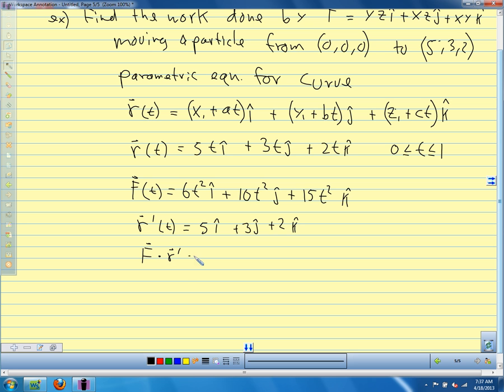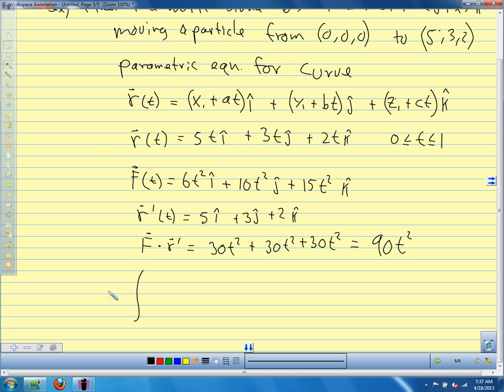F dot r prime is multiplying our components, so we get 30t squared plus 30t squared plus 30t squared. Wonder how that happened. 90t squared. So our line integral, so we're finding our work, is going to be the integral from 0 to 1 of 90t squared dt, which comes out to be 30. So it'd be 30 units of work done moving that particle by that force.